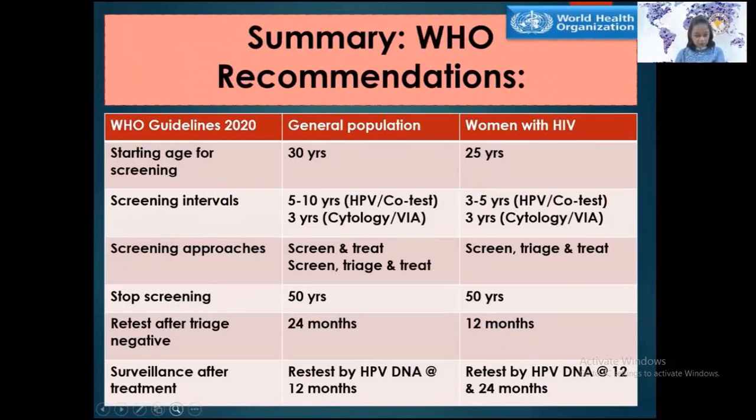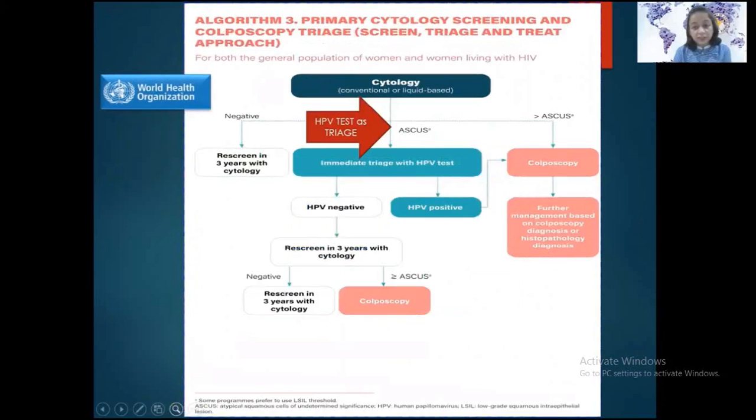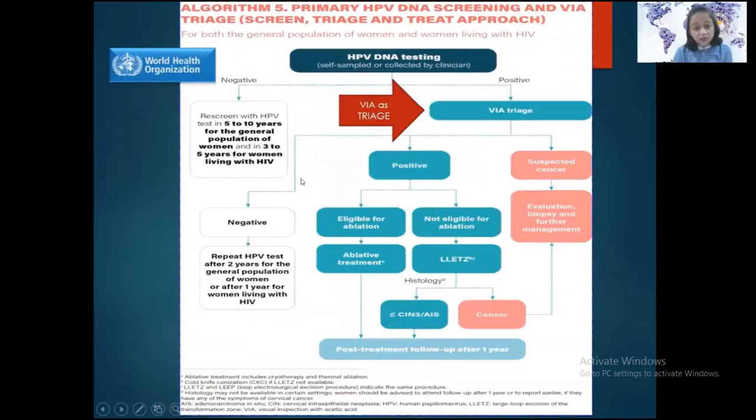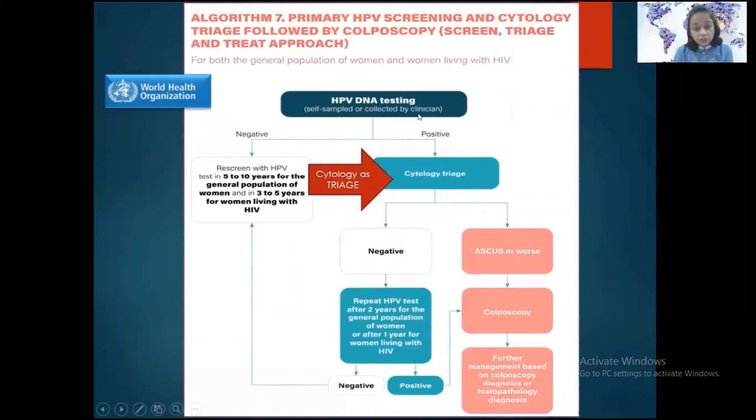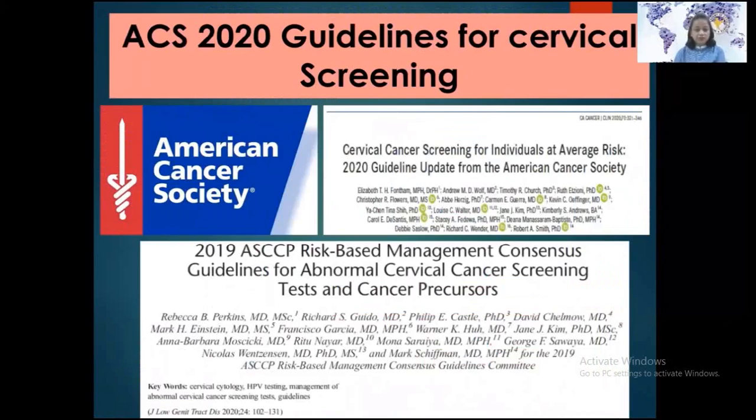So this table lists the WHO summary of the WHO recommendations in general population women as well as women with HIV. The WHO has also given various algorithms for management, similar to the FOGSI guidelines. So direct screen and treat approach algorithms are also available, and screen, triage and treat approach algorithms are also available. Like here, the HPV test has been used as the triage, here VIA, here genotyping, cytology or colposcopy have been used as the triage options.